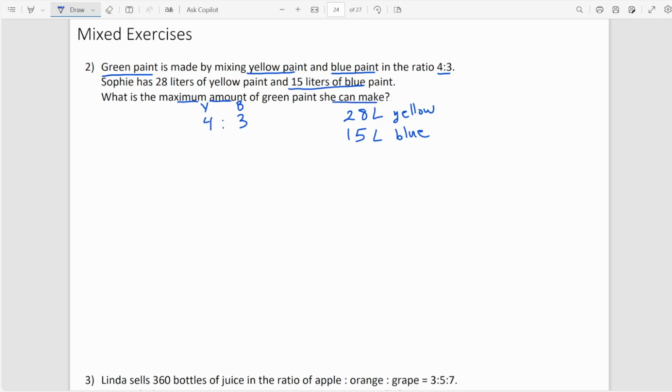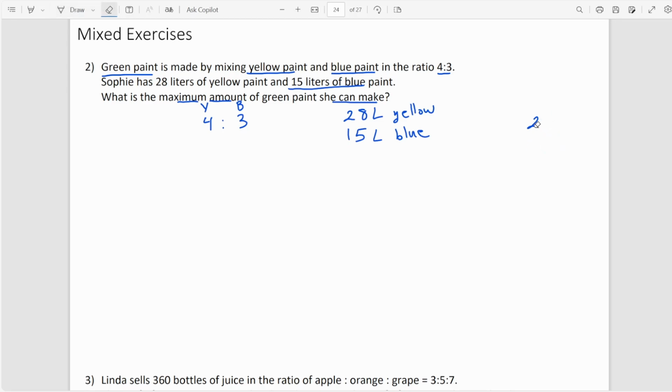All right. So the way we solve this is as follows. Now, you have your ingredients. You have 28 liters of yellow and you have 15 liters of blue. Okay. Now, the question is, what is the maximum amount? Why is there a maximum amount? It's because just because you have 28 liters of yellow doesn't mean you're going to be able to make what that amount of yellow makes, because you're also limited by the blue. So let's say for 28 liters of yellow, you need, let's say 20 of blue, but you don't have 20, so this doesn't work. So you're not going to use the entire yellow.